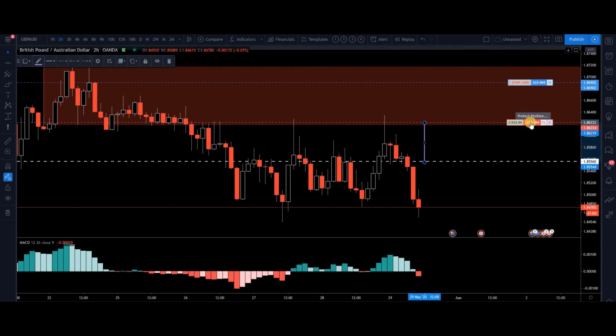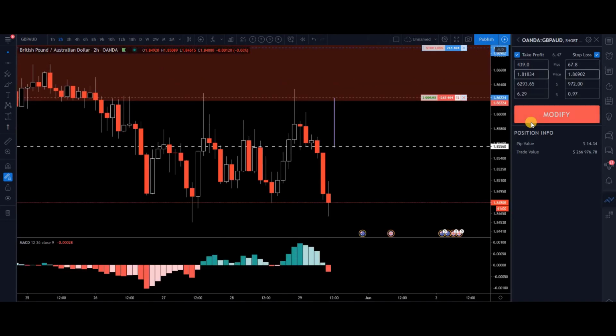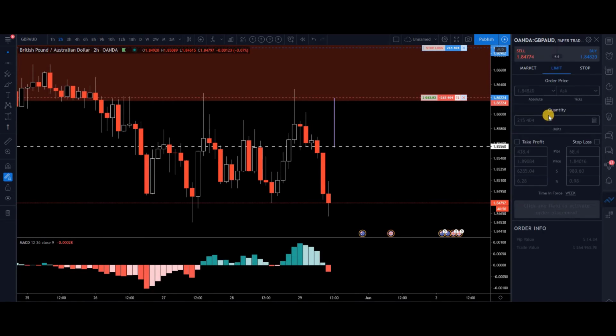So let's sort that out right in front of you. What is it we want to do? This is where we have to be careful. We have to focus, we have to consider and modify. Now we are currently short this pair, so to take out half of the position, this is the lot size here.